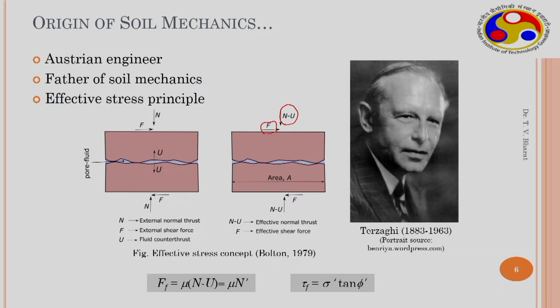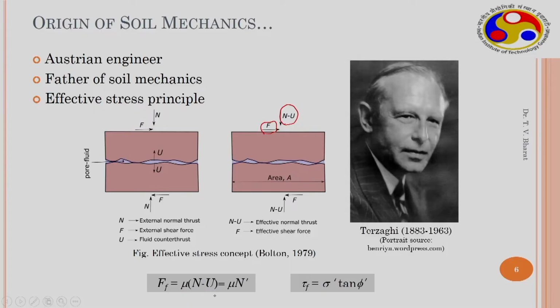who has given this effective stress principle, and then we modify Coulomb's law by changing the normal force to the effective value, N minus U. We add this counter thrust. So essentially, you get tau f, that is shear stress at failure, equals sigma dash, the effective stress, times tan phi dash.